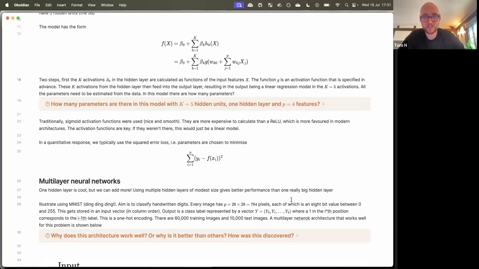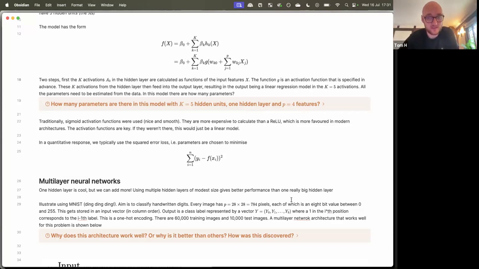Each of the pixels is an 8-bit value between 0 and 255, which basically goes from white to black. So that's how much of the drawing is in that square, that pixel. That gets stored in a big input vector, so you flatten your square image into a vector that's 784 long.